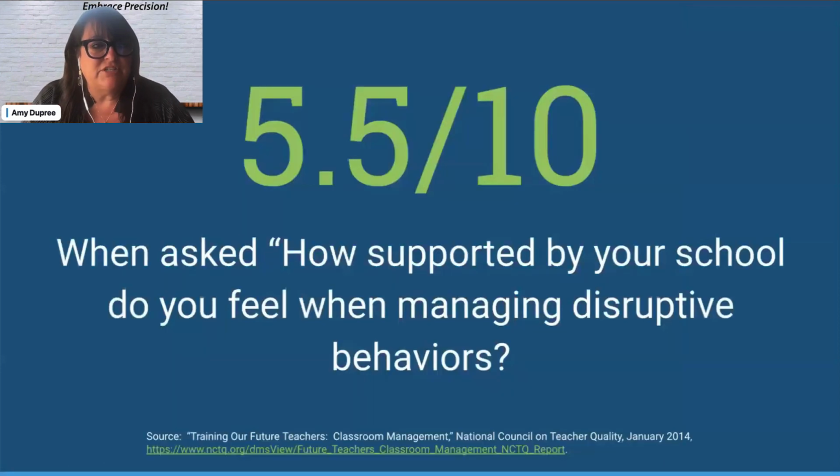So we want to start by sharing a little bit of perceptual data. When teachers were asked, do you feel supported in managing disruptive behaviors in your buildings, on a scale from 1 to 10, only 5.5 was the average score, which is really pretty low. Because if you think about 80% being core and fidelity implementation in a building, and 80% of your students being reached with core, it really should be at least 8 out of 10 that your staff is feeling supported when managing disruptive behaviors.